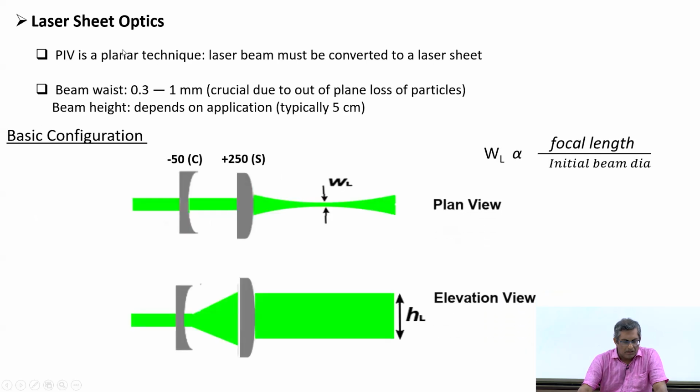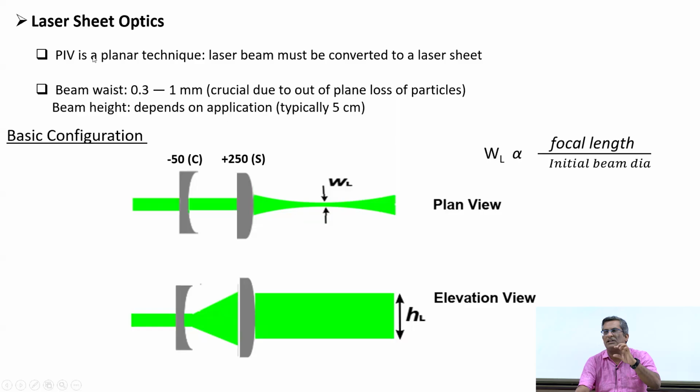Then typically lasers generate the light as a form of a beam. So, you get basically a beam of light. So, you need to convert that to a sheet. So, that is why laser sheet optics are used. I am not going into detail on it.